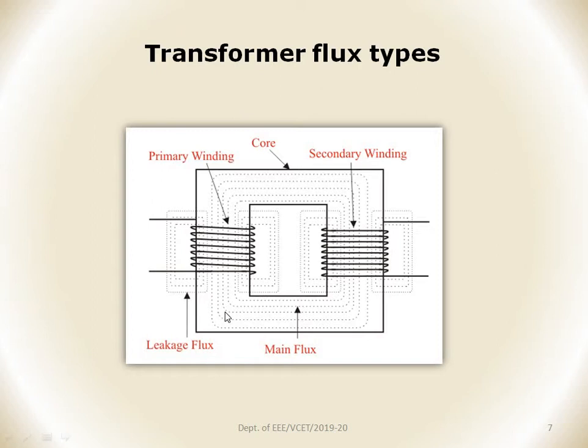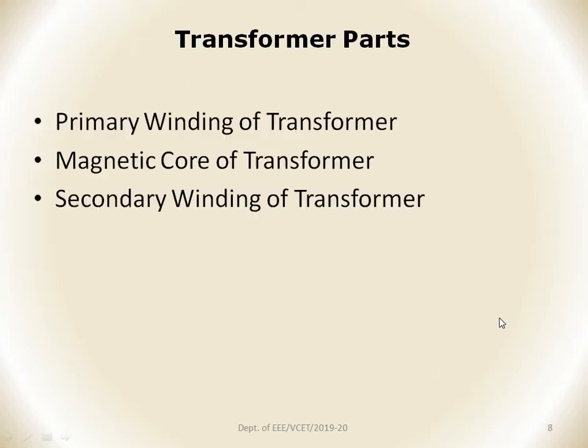Here I have redrawn the schematic diagram from the previous clipping. You can find two coils, primary and secondary, wound over the core, and within the core you can find the main flux or the useful flux. Outside the core, a certain amount of flux is found, which is called the leakage flux. We are in need of only the useful flux, not the leakage flux.